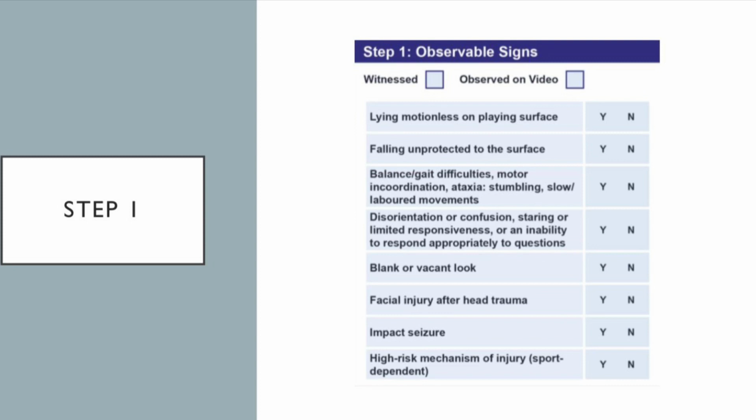Testing begins with observable signs found in step 1. These are things you may have witnessed live or observed from a video, such as lying motionless on the playing surface, falling unprotected on surface, motor instability or problems with balance and gait, disorientation or confusion, a blank or vacant look, facial injury after head trauma, impact seizures, and high-risk mechanism of injury.